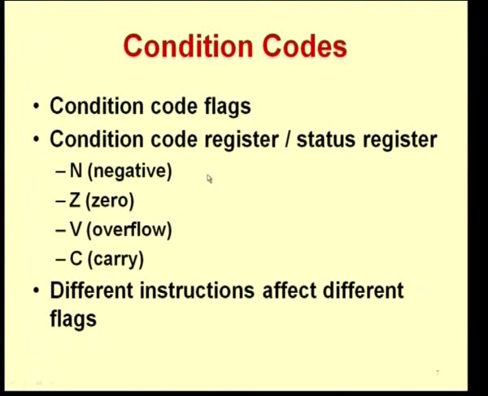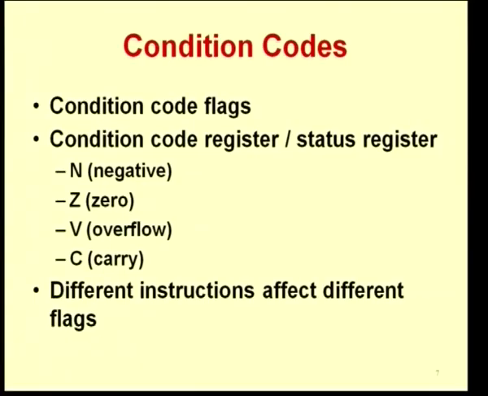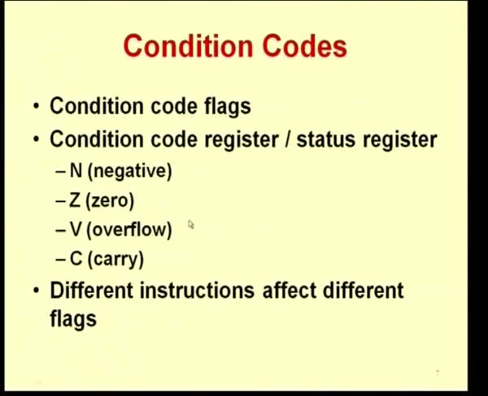Now, typical conditions that we maintain in most of the processors are the following. You have an N flag which is called the negative flag. Basically, it means that the previous value was negative. Then you have a Z flag or the 0 flag. Now, this indicates that for whatever operation took place, the result of that was 0. Then you have an overflow flag, a V flag. So, this means that the previous operation ended in an overflow condition.